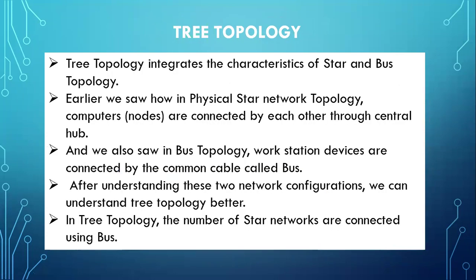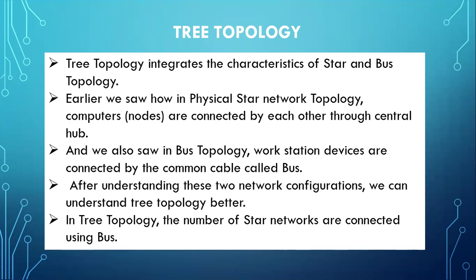Moving on, let's see the tree topology. The tree topology integrates the characteristics of a star and a bus topology. Earlier we saw how in the physical star network topology, the computers or just the nodes are connected to each other through the central hub. Now we also saw in the bus topology whereby the workstation devices are connected by a common cable that is called a bus.